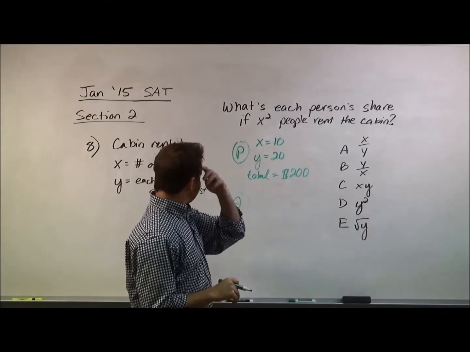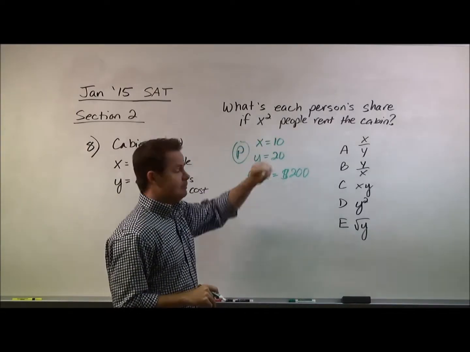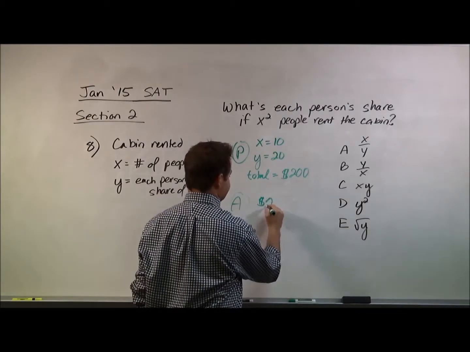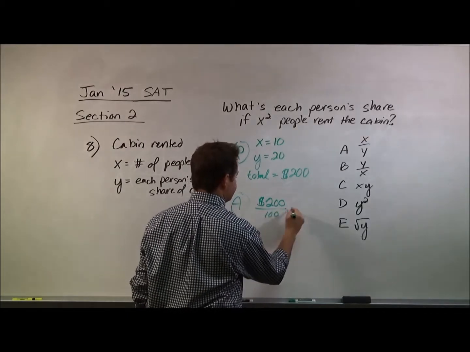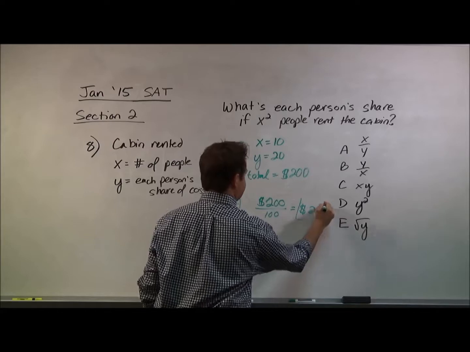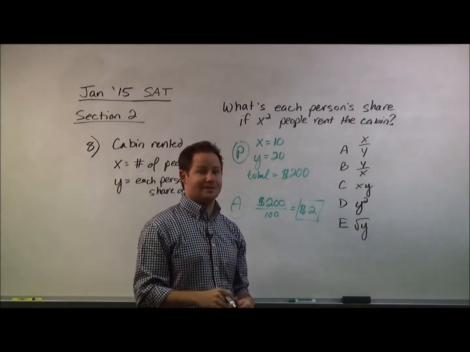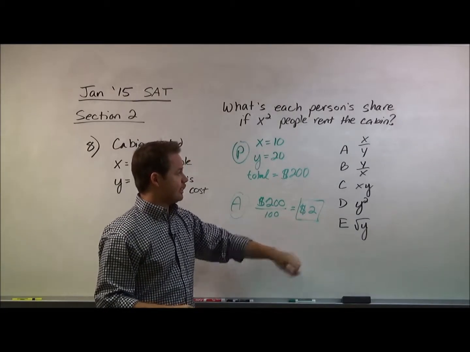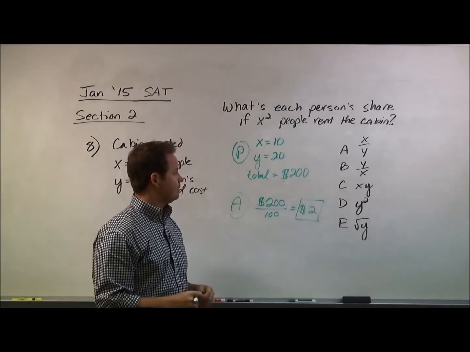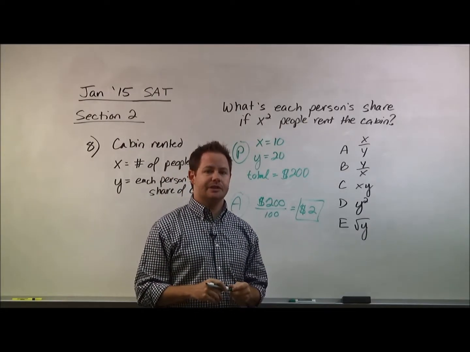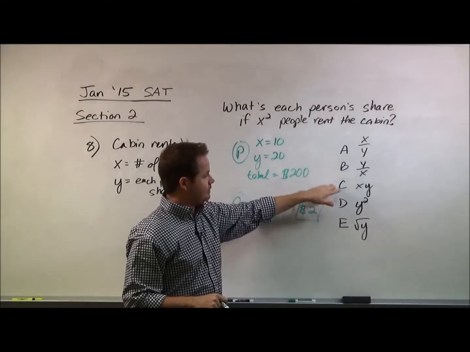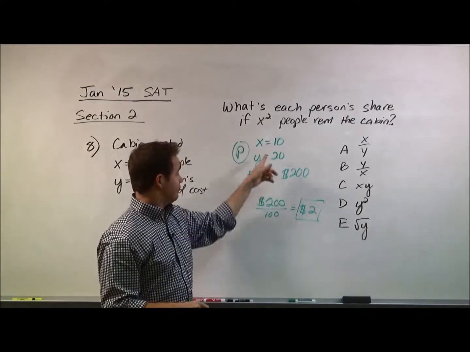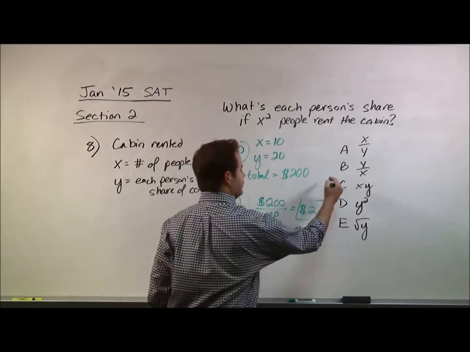So to answer the question, they want to know each person's share if X squared people rent the cabin. Well, let's take a look. If 100 people rent the cabin and the total is $200, then that means each person has to pay $2. So if you cram 100 people in there, sounds like it's going to be close quarters for your cabin trip, but it's only going to be $2 a person, and that's the answer that we're looking for. The answer that we're looking for to the question is 2. So we have to take a look here and see which of our answer choices will give us a value of 2 when we plug in the corresponding variables and the values that we picked in this first part of the process. So here's where we match.